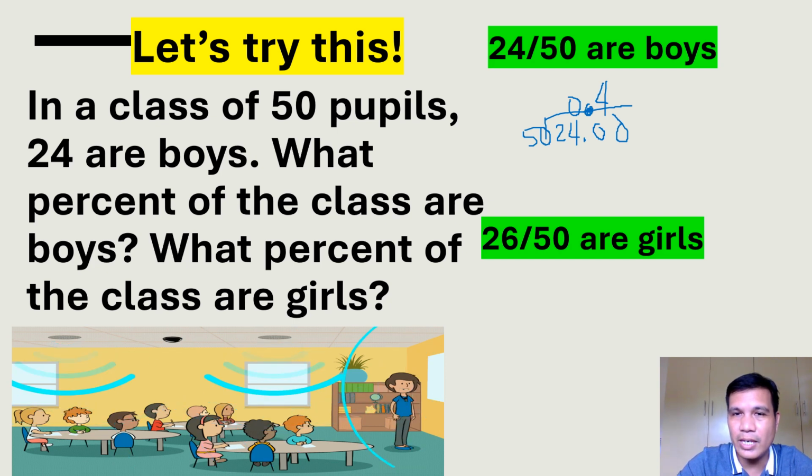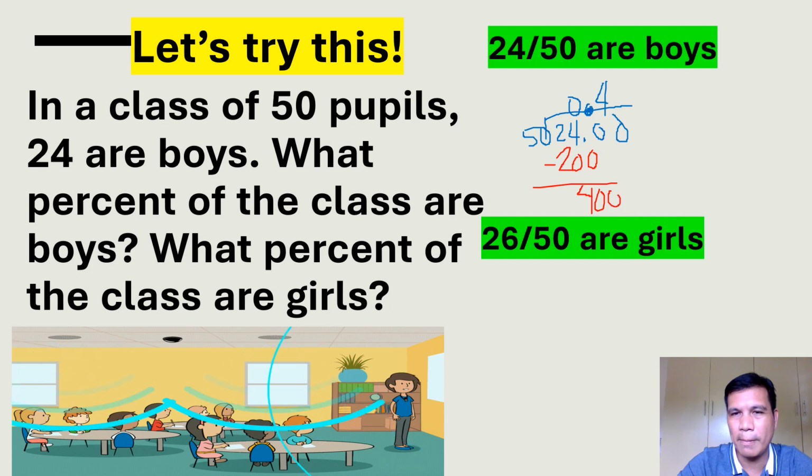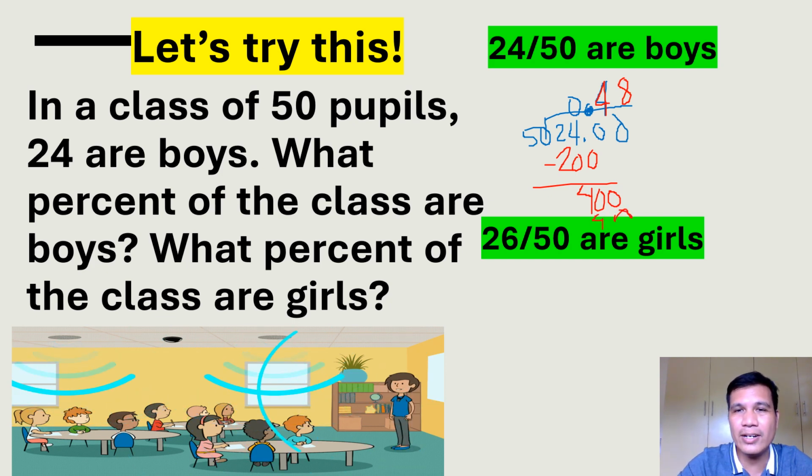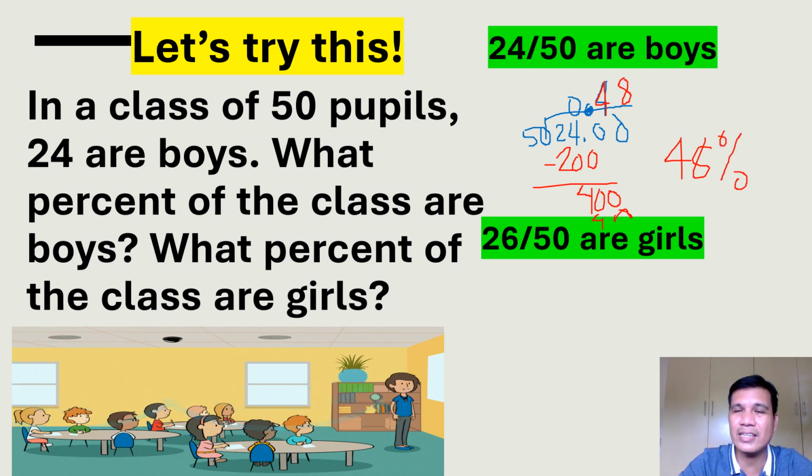And 4 times 50 is 200. Ayan. 240 minus 200 is 40. Then bring down 0. 400 divided by 50 is 8. And 8 times 50 is 400. Okay, so how many are boys? There are 48 percent are boys. So 48% are boys.